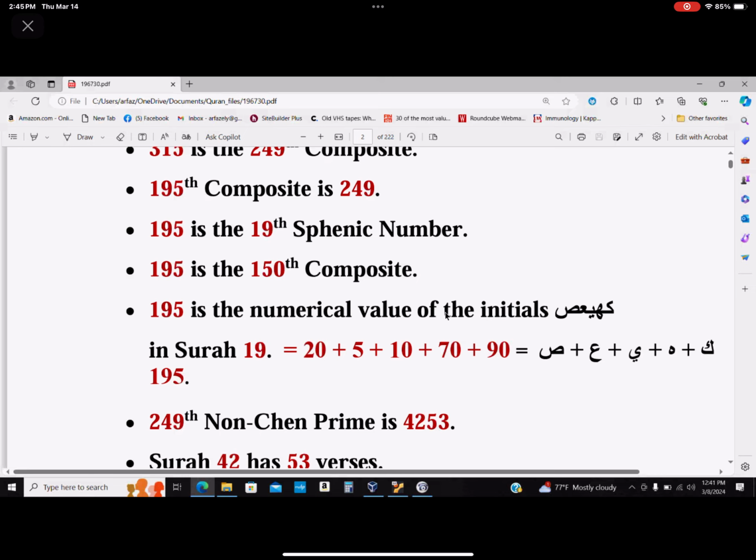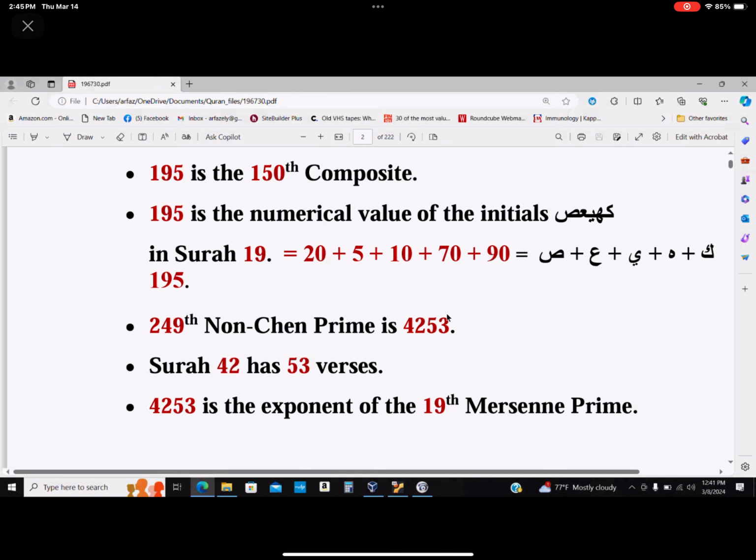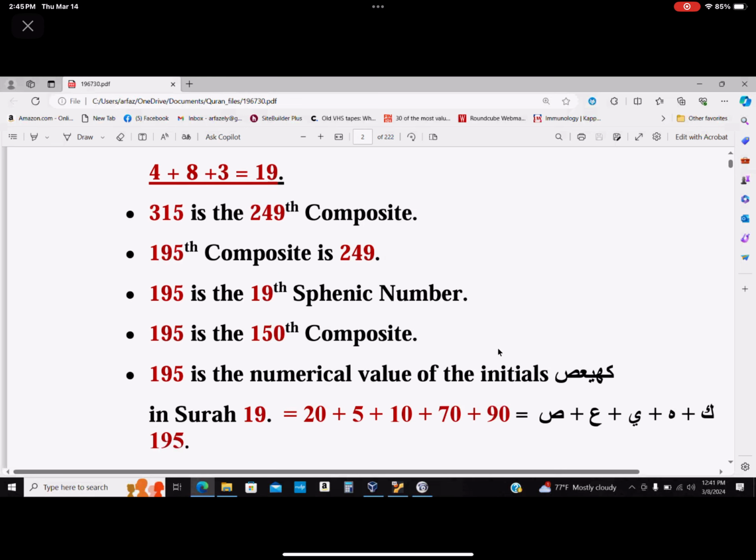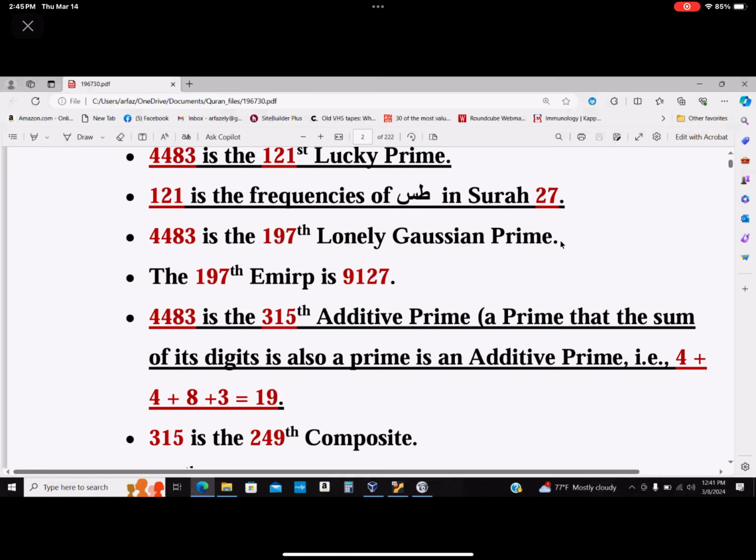So here we go. The 249th non-Chen prime is 4253, and Surah 42 has 53 verses. 4253 happens to be the exponent of the 19th non-Chen prime. It's absolutely mind-boggling. The reason I underlined these bullets, 121 and 4483, is that these are new information that we received. These things are part of this and make it mesh together.